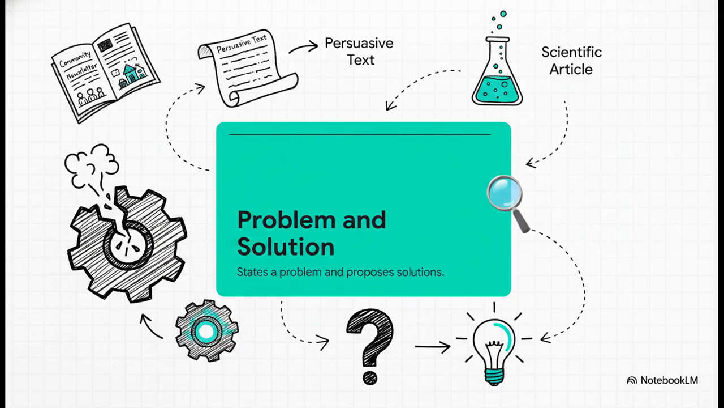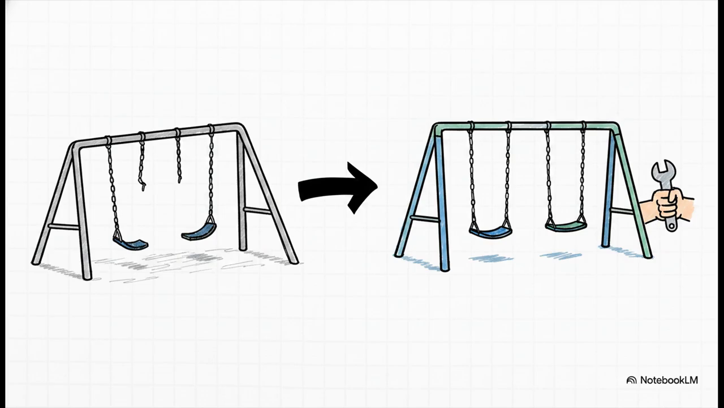This is a highly common blueprint, especially if you're reading community newsletters, persuasive essays, or even scientific articles. The author plainly states a specific problem that exists and then proposes one or more logical solutions to actually fix it. Here is that blueprint in practice.